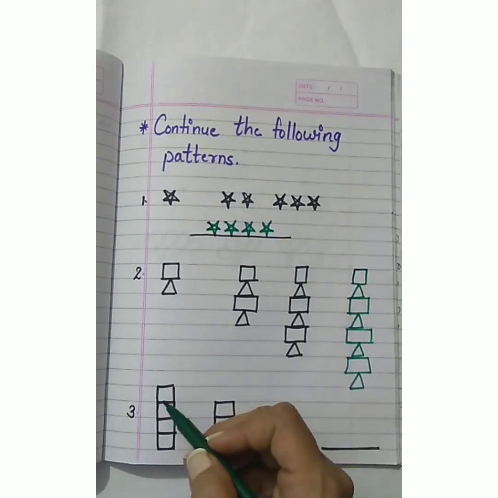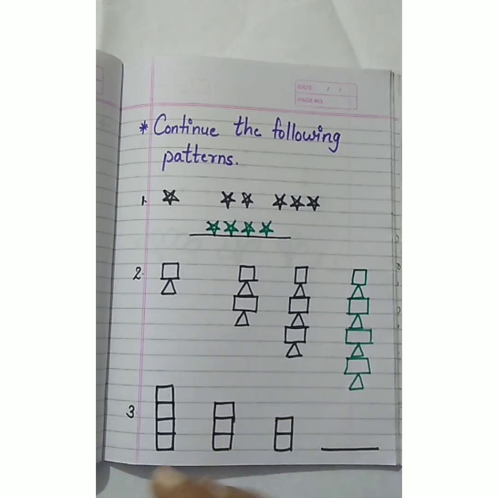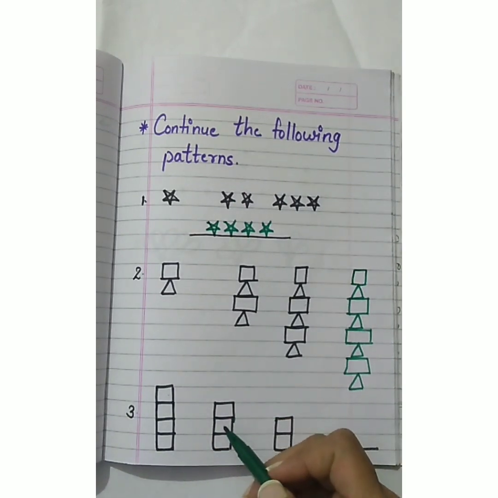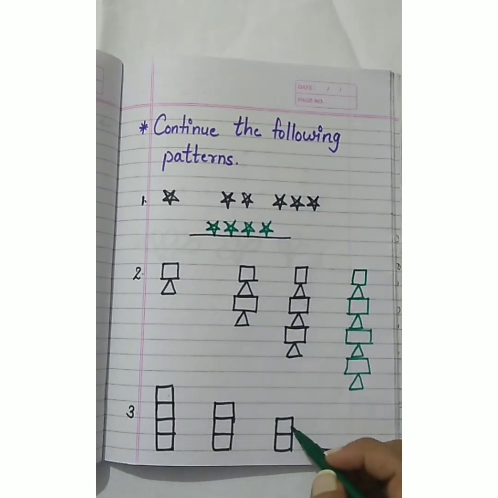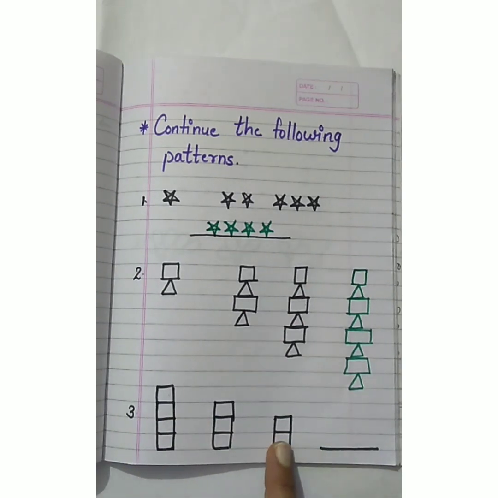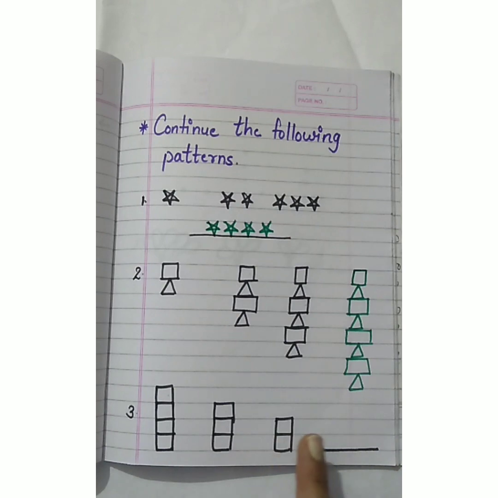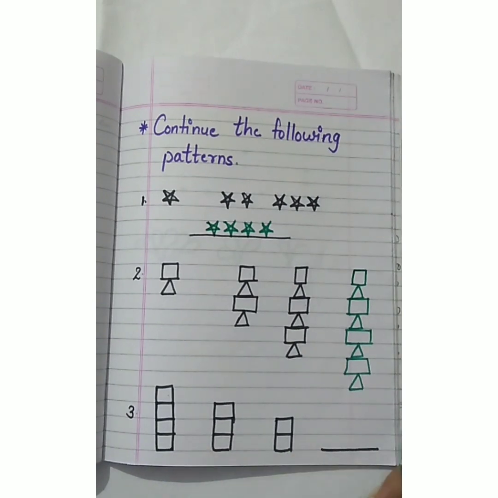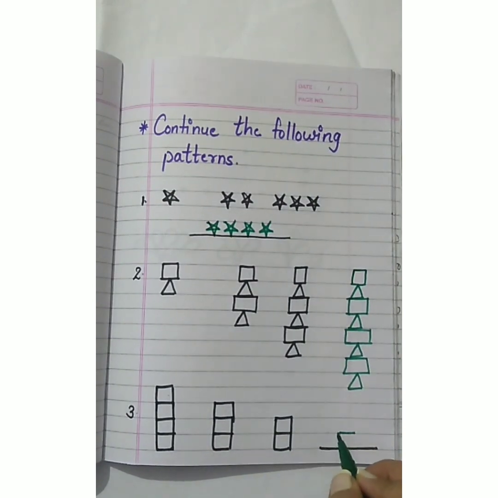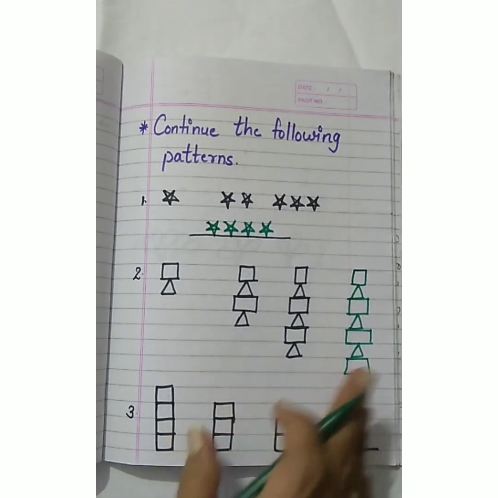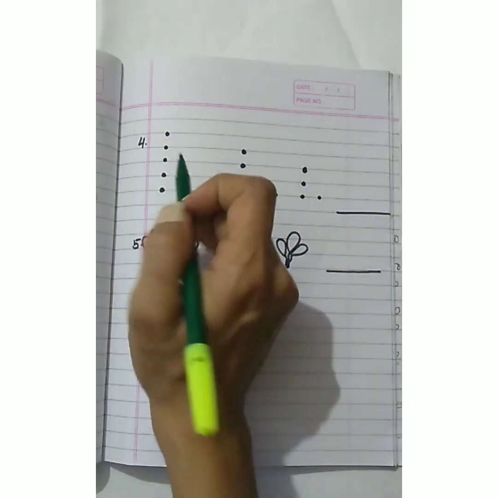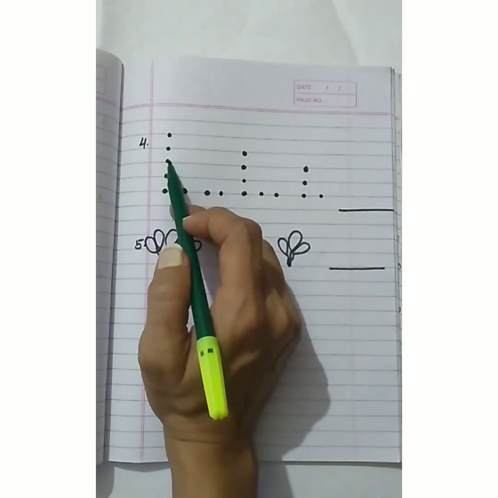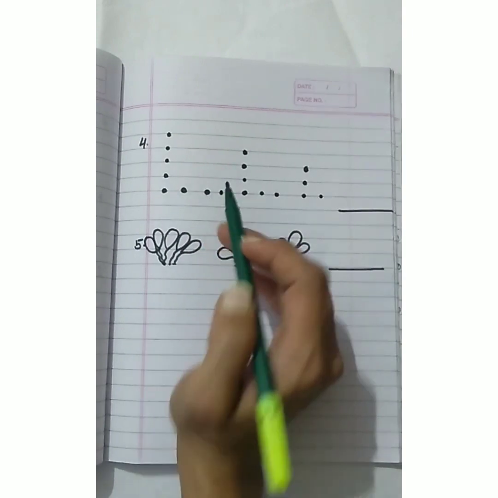Here 1, 2, 3, 4. 4 blocks. 1, 2, 3. 3 blocks. 1, 2. 2 blocks. Now we can see over here that every time it decreases by 1 block. So 4 blocks, 3 blocks, 2 blocks. So what will come next? Only 1 block. Clear?